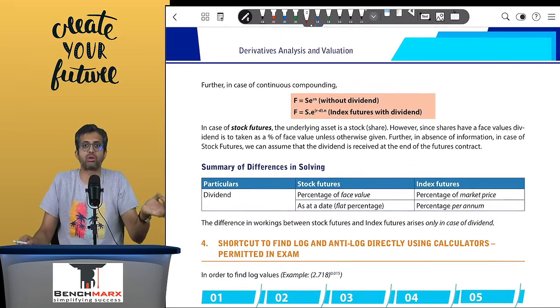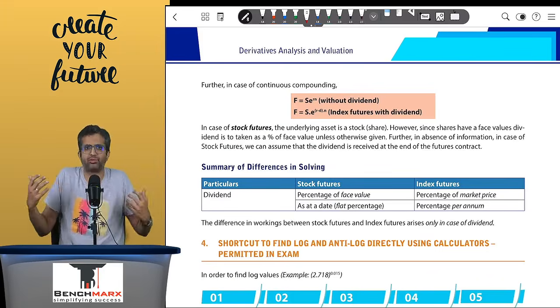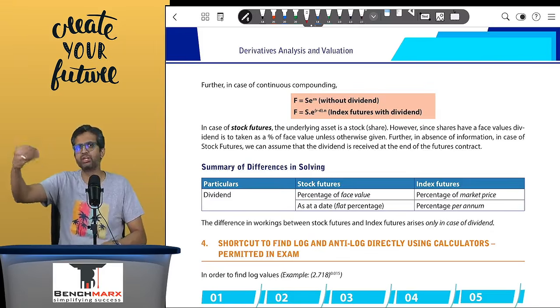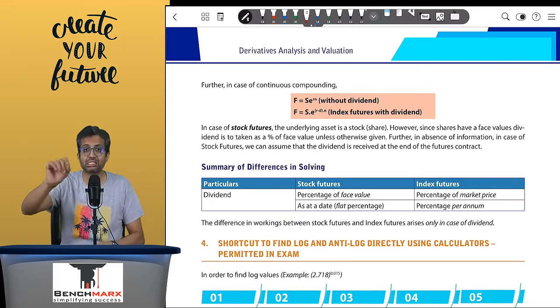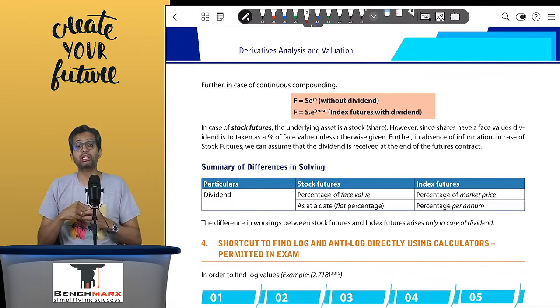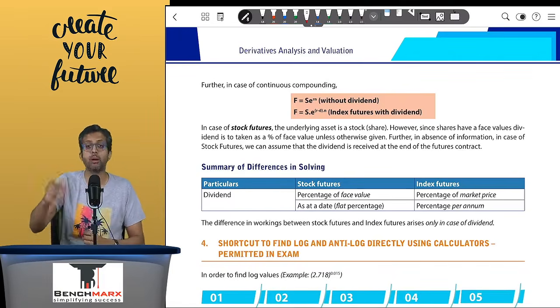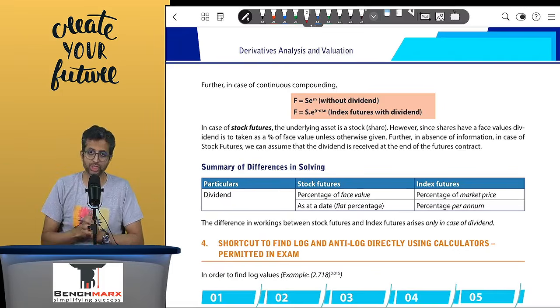However, index does not have a face value, and hence if the question tells you that on the index, maybe Nifty has 50 shares, there's a dividend of, let us say, 10%, that is a percentage of the market price. Why? Because index does not have a face value, so the dividend percentage, unless given otherwise, for a stock future will be a percentage of the face value, but index future will be a percentage of the market price.